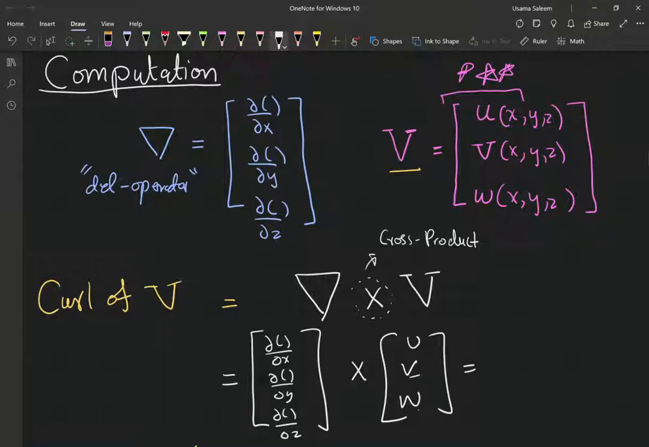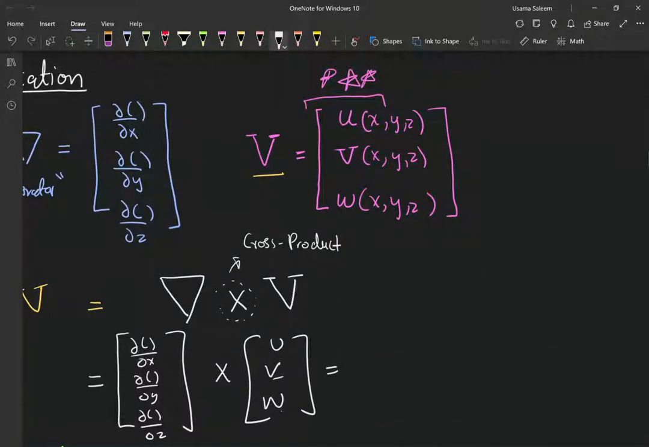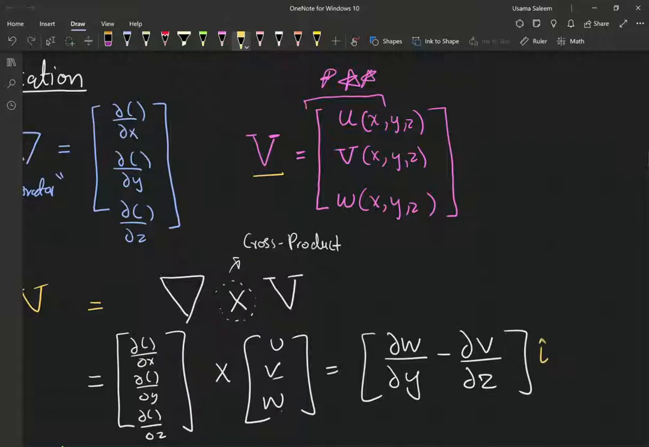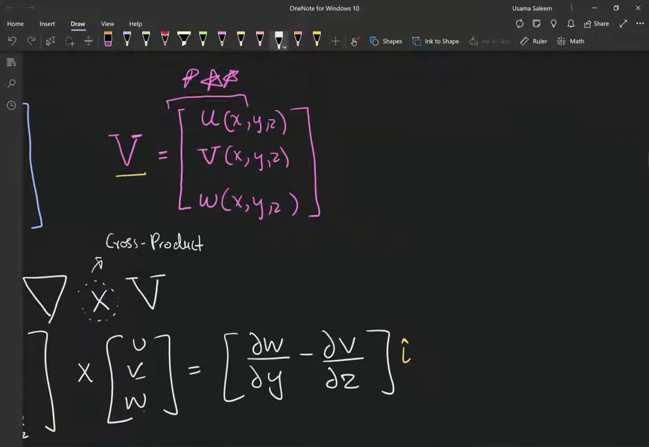All right, so just to give you the final answer. The final answer comes out to be, okay, where's my notebook? Oh, there it is. W, dw dy minus dv dz, okay? And that's going to be multiplied by the unit vector. Of course, the cross product always spits out a vector output.